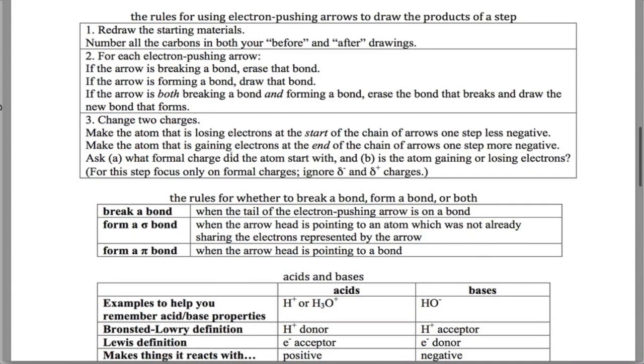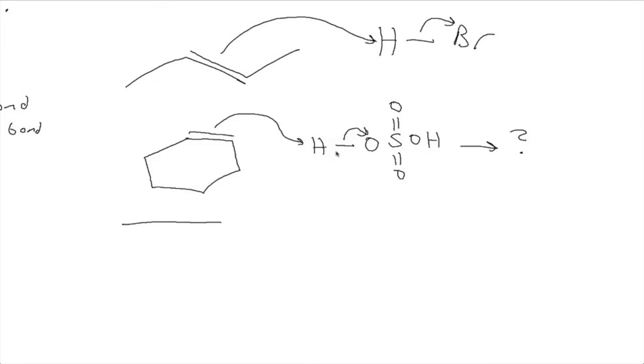ask, what charge did the atom start with, and is it gaining or losing electrons? If it's losing electrons, it always becomes one step less negative. And if it's gaining electrons, it always becomes one step more negative. So the point is, many students really overcomplicate drawing the product based on the arrows. I think they don't realize how simple these rules are.